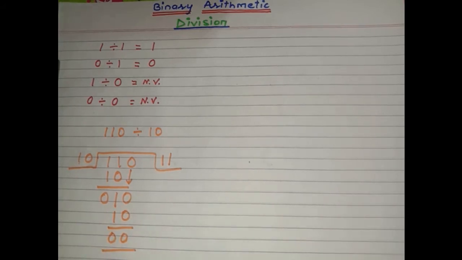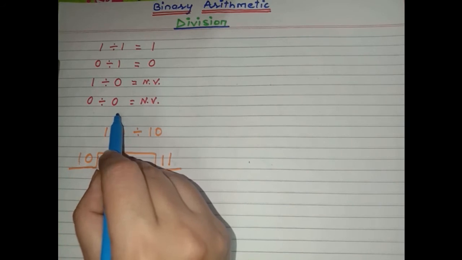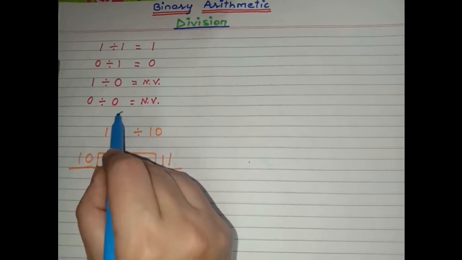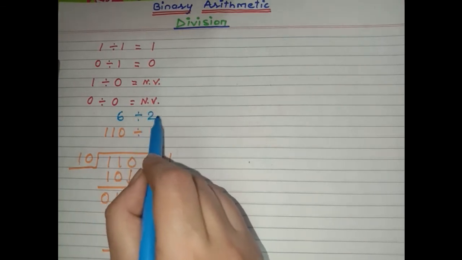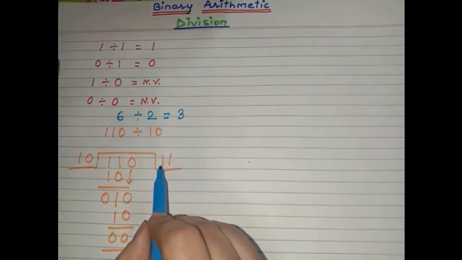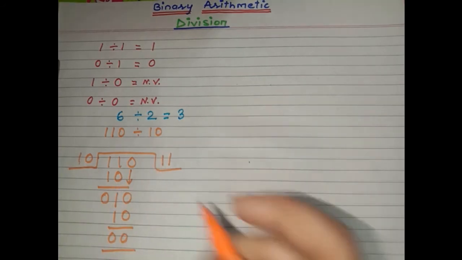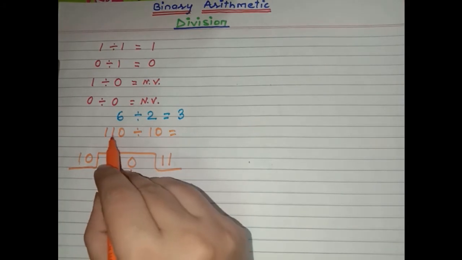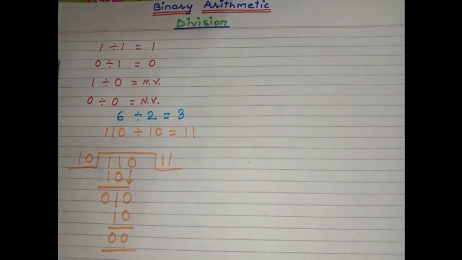And now you can recheck the answer. This 110 is basically 6, and this 10 is 2. When 6 is divided by 2, the result must be equal to 3. Now you can see this 11 is also equal to 3. So 110 divided by 10 will be equal to 11, right?